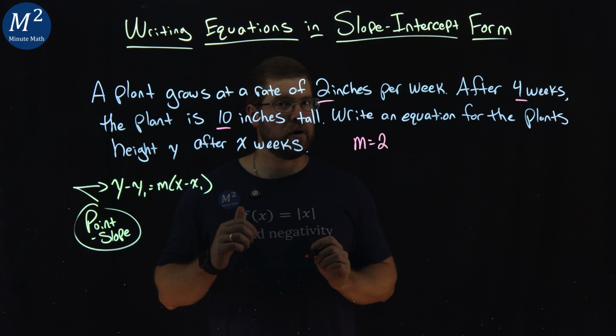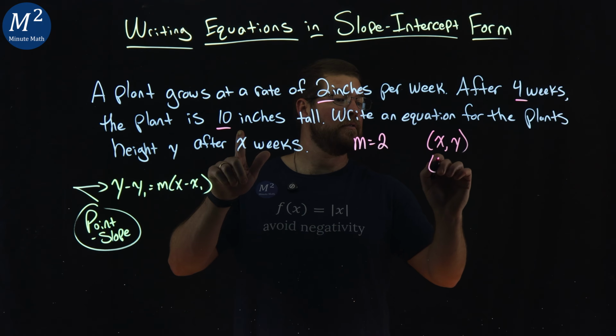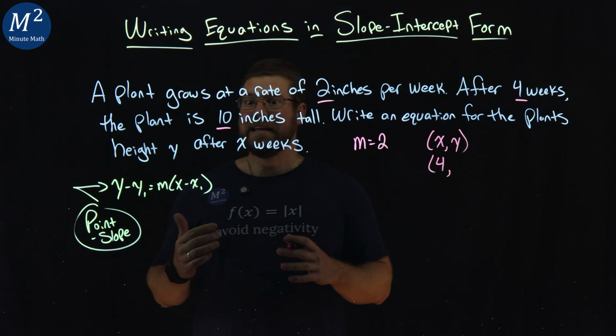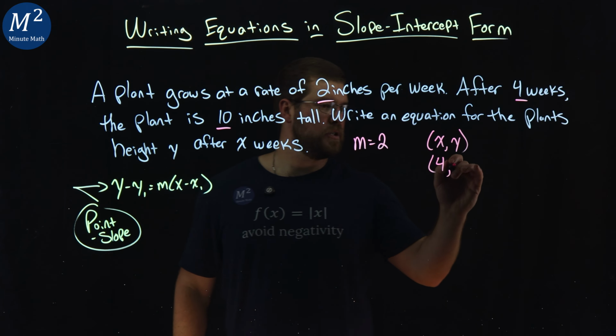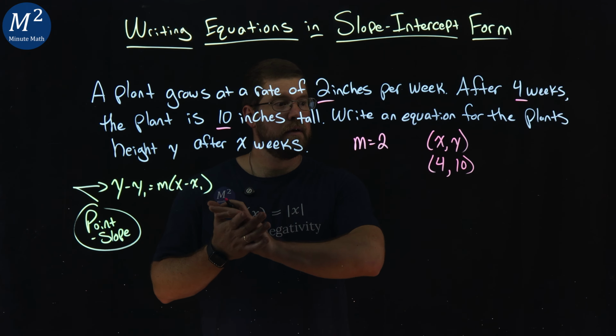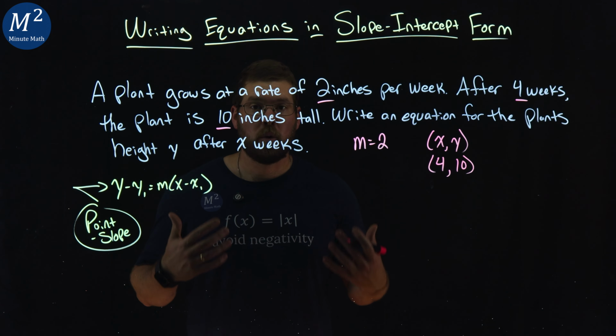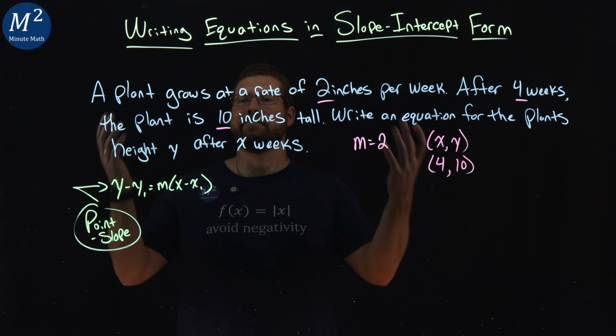Well, that gives us a coordinate point. We have our x comma y. Remember, x is the number of weeks, so at 4 weeks here, and y is the height of the plant, 10 inches. So we can represent the height of the plant at a certain time period, number of weeks, by a point here. So now we can use our point-slope formula here to get an equation for this plant growing.